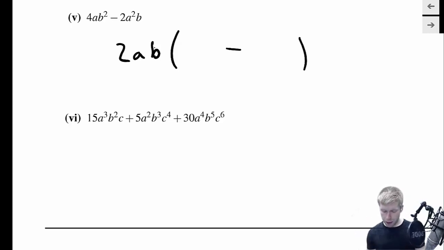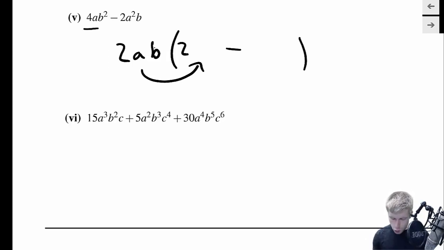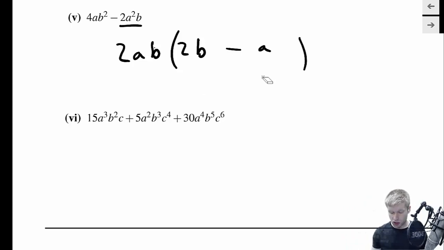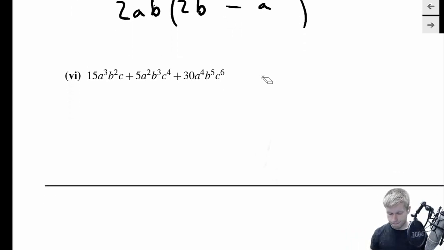I'm now looking to reverse expand it. So 2ab times something that goes here has to be 4ab squared. Well, 2 times 2 gives me 4. The a's already there, don't need to worry about that. But then b times b makes b squared. Great. Now let's think about the thing over here. So 2ab times something that goes there has to give me 2a squared b. Well, the 2's already out the front. I need an a squared, so I need another a here. And I've already got the b out the front as well, so I don't need to worry about anything else there. So it's just 2ab times 2b minus a.